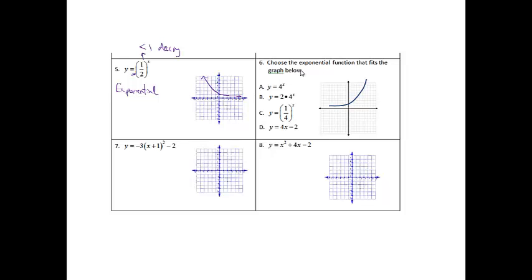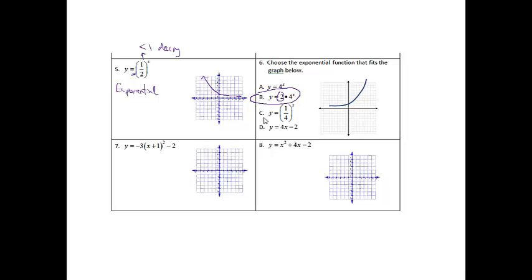All right, this one says to actually choose the exponential function that fits the graph. So I notice that this one is touching up at 2, so it has to be this one basically, because it starts at 2, so it has to be 2 times, and it's 4 to the x because it is increasing exponentially, and this number is bigger than 1. So it's going to be choice B.